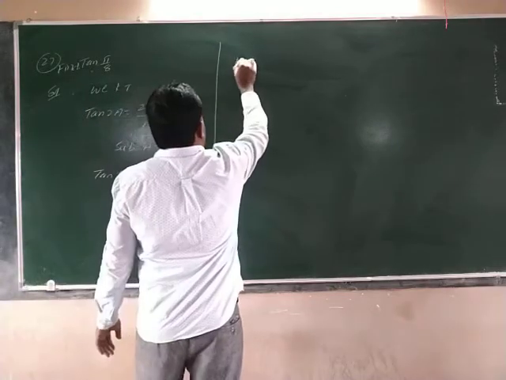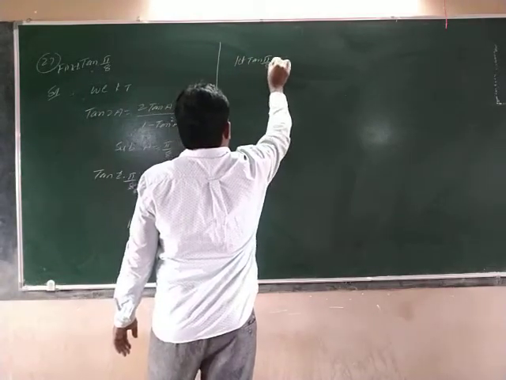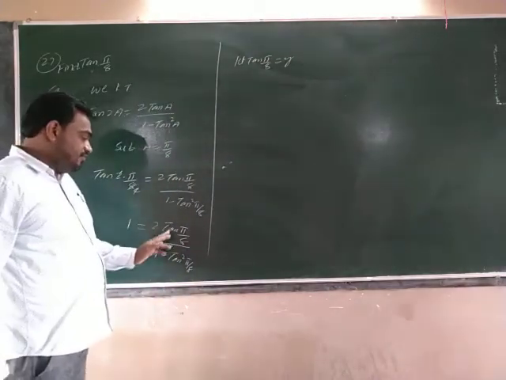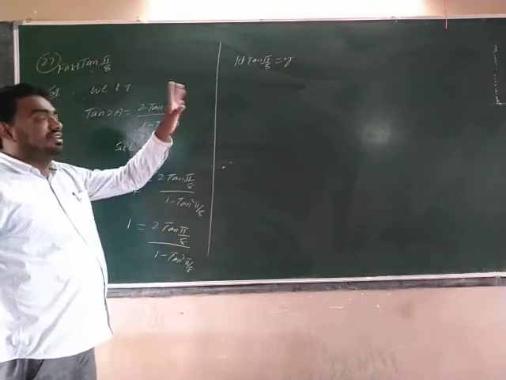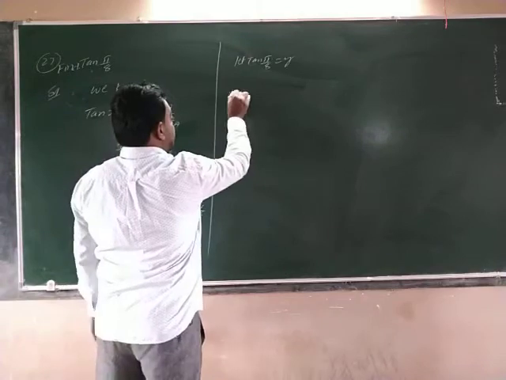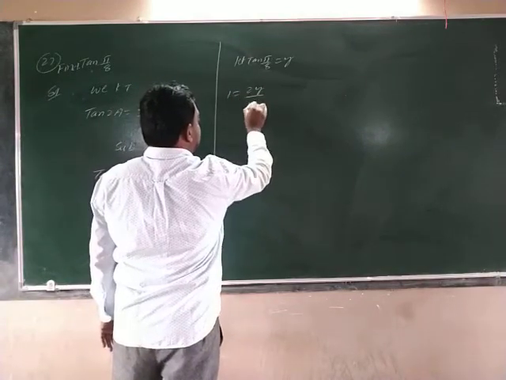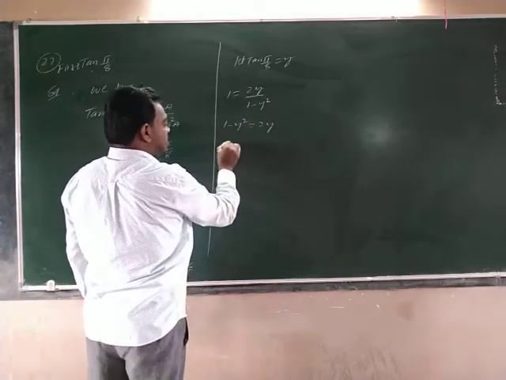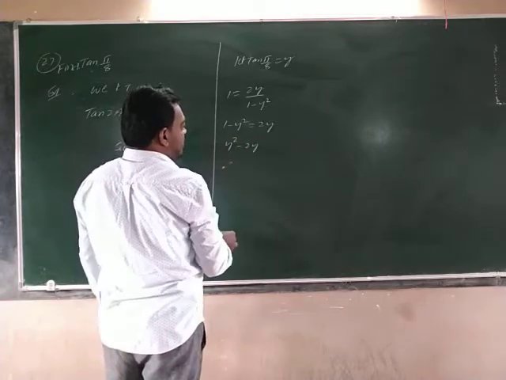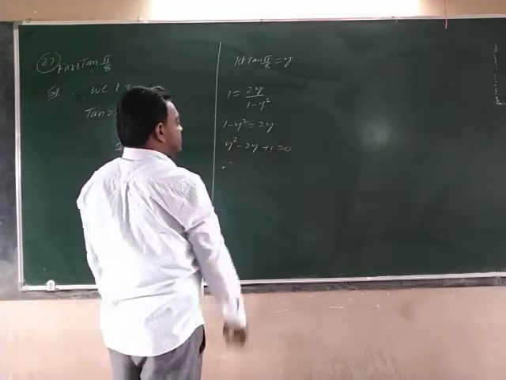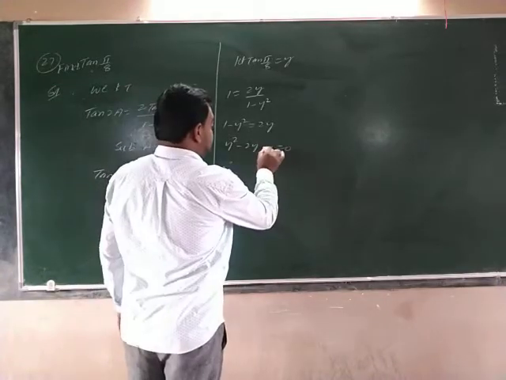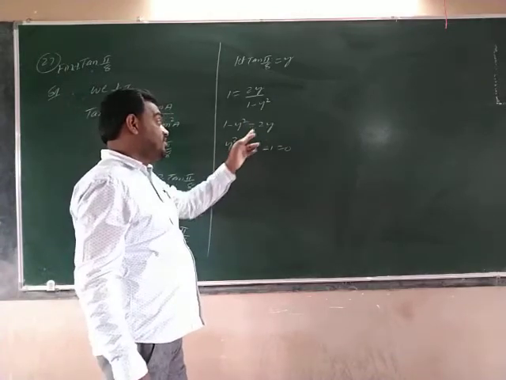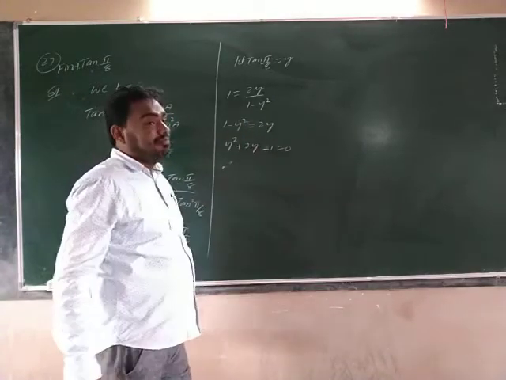Now let tan pi by 8 be equal to y. For our convenience only we are assuming y. So in place of tan pi by 8 we simply write the single letter y. Substituting, 1 is equal to 2y by 1 minus y square. By cross multiplication, 1 minus y square is equal to 2y. That is y square plus 2y minus 1 equal to 0, taking these terms to the right side.